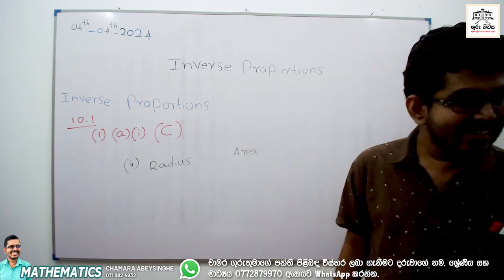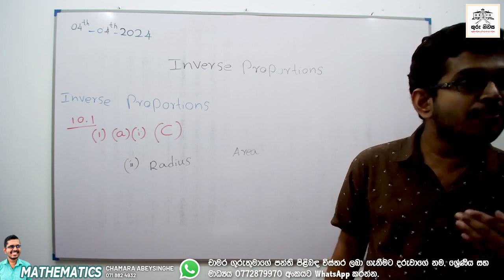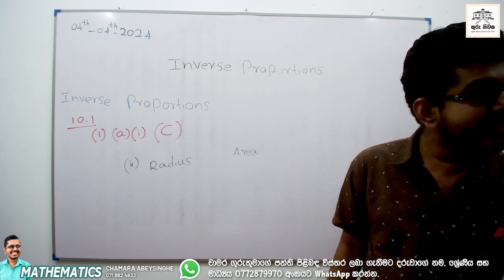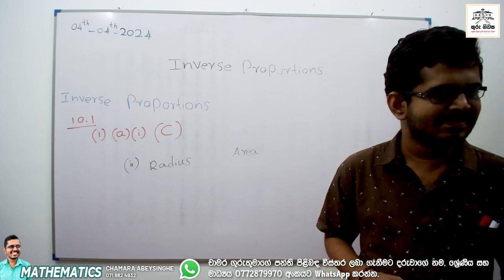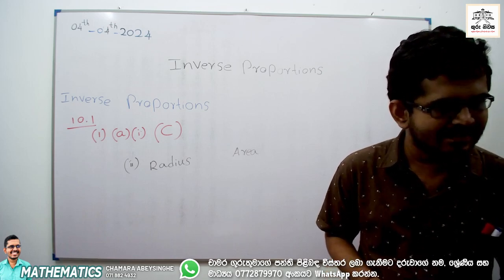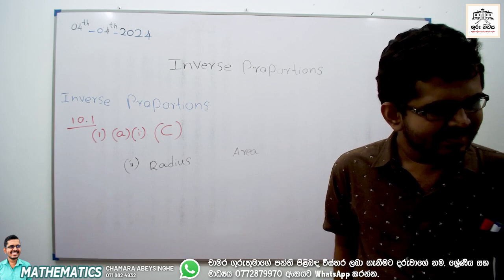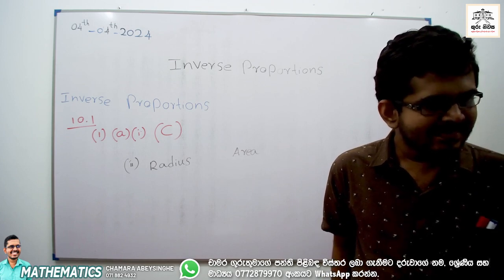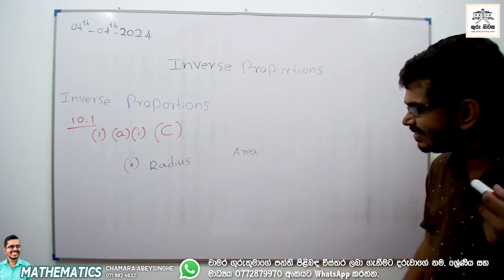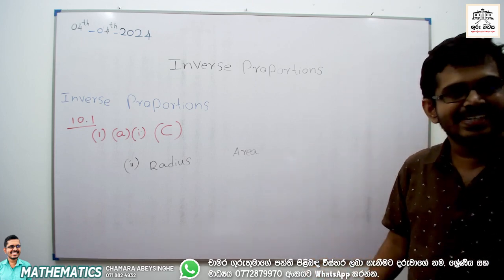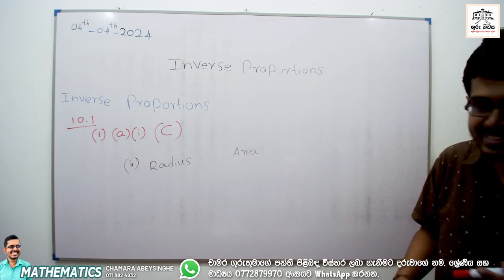Now, children, what is the formula for the area of a circle? Can you remember? What is the formula? Pi r squared. Pi r squared. Now, you used a small strategy to find the relationship between the radius and the area.